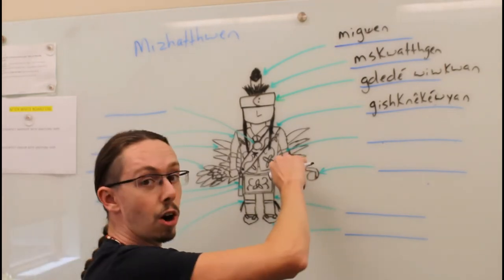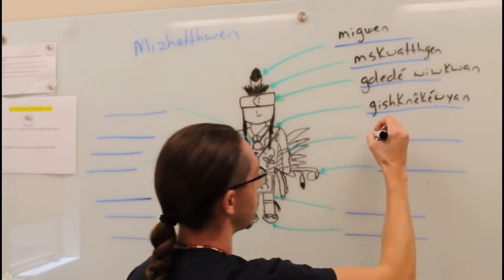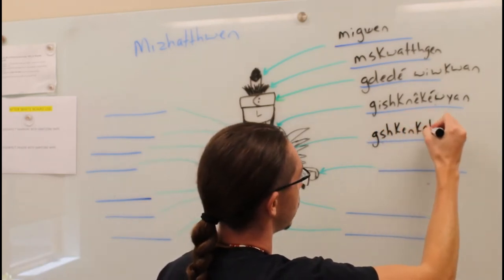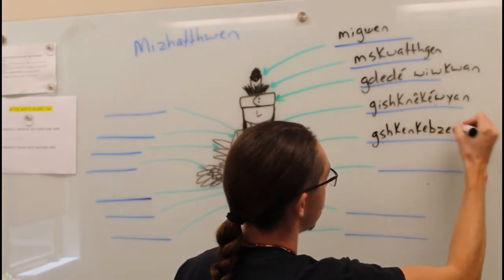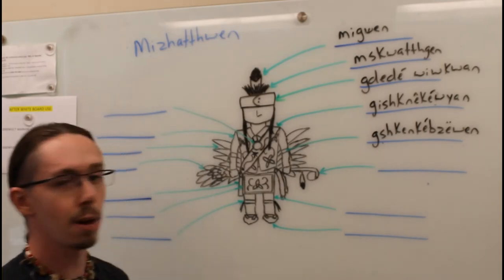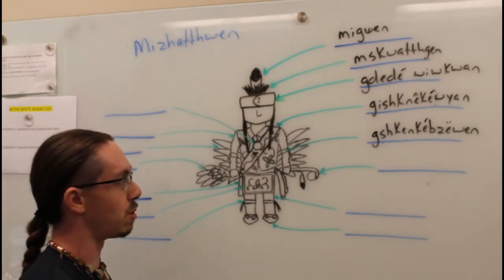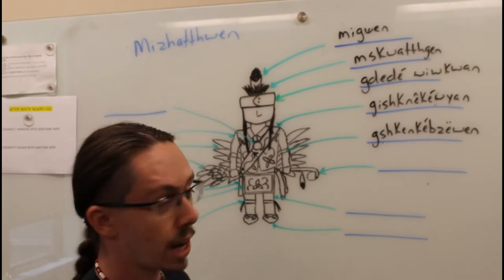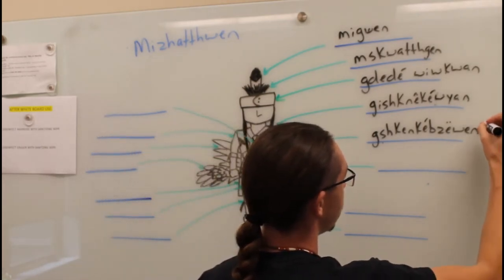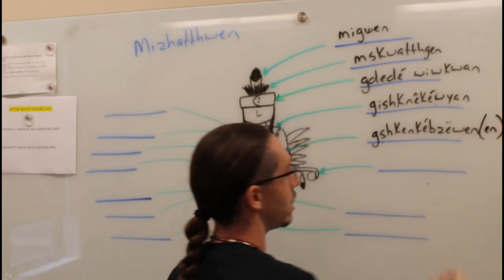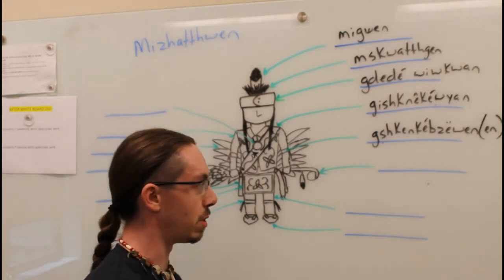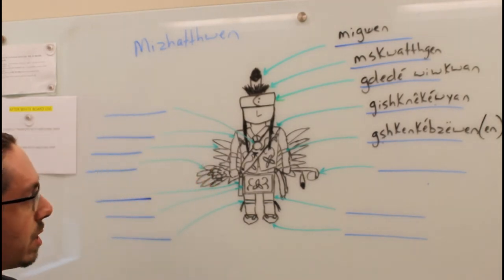Next, we are pointing at the armband. For one armband, we call it gushkinkabzoin. The armband. Now to make that plural, you add an en at the end of it. Gushkinkabzoin.